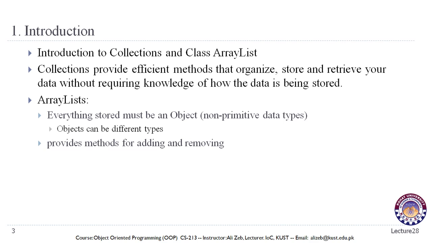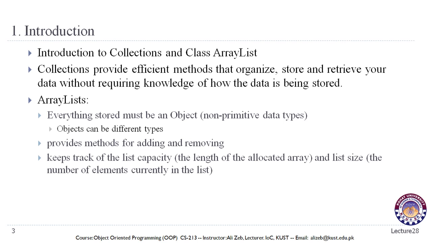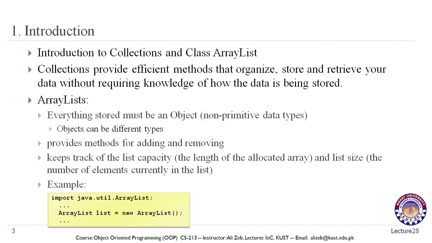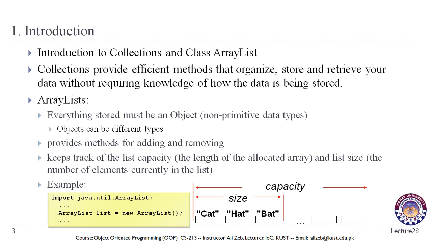It provides methods for adding and removing, and keeps track of the list capacity, that is the length of the allocated array, and the list size, the number of elements currently in the list. This is an older format of declaring an ArrayList. The size of the ArrayList is the number of elements in it, but the capacity is how many can be stored in it.